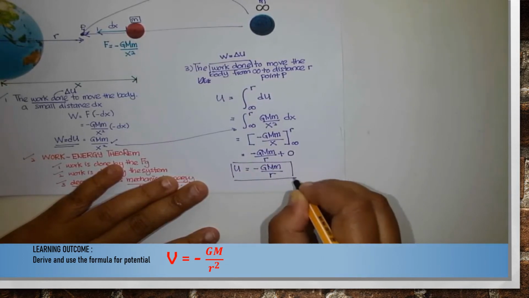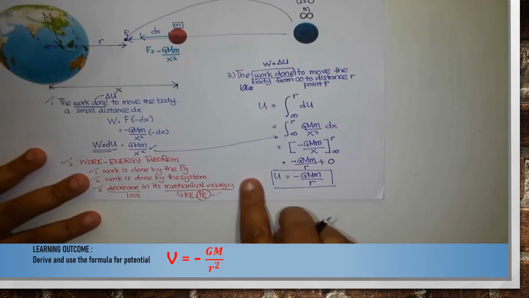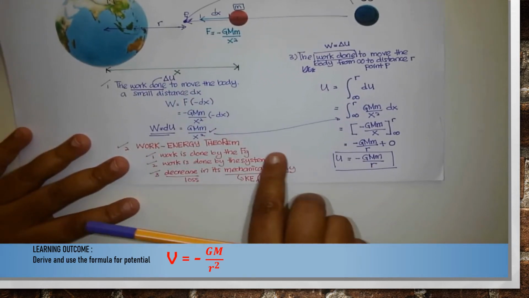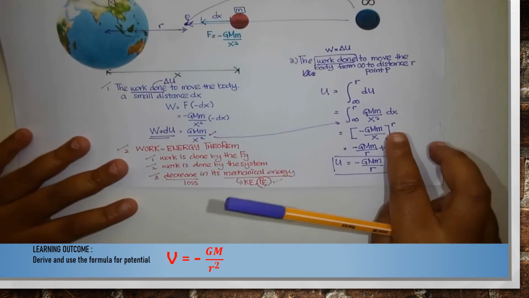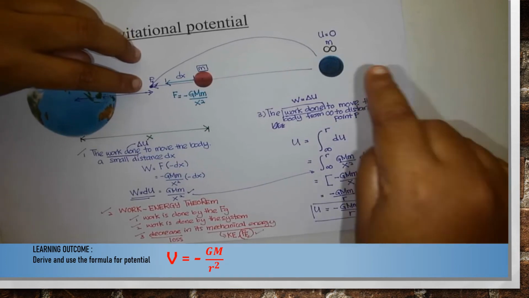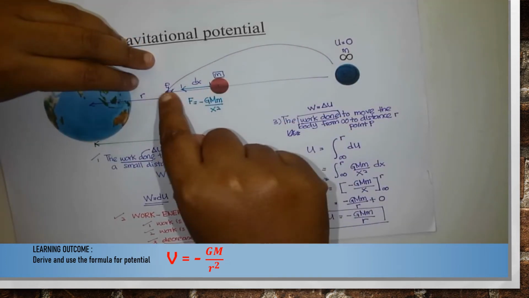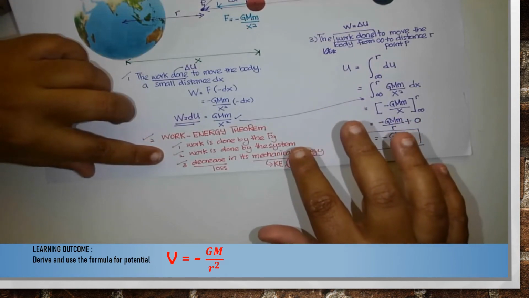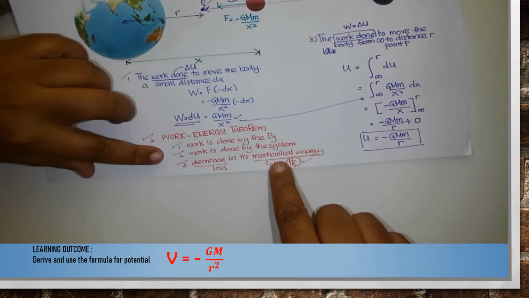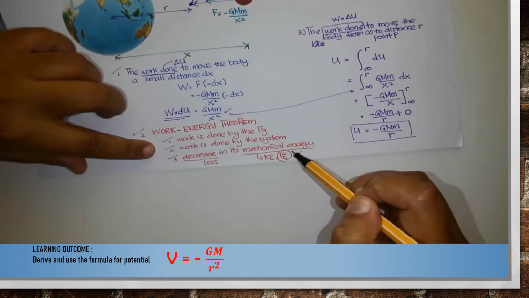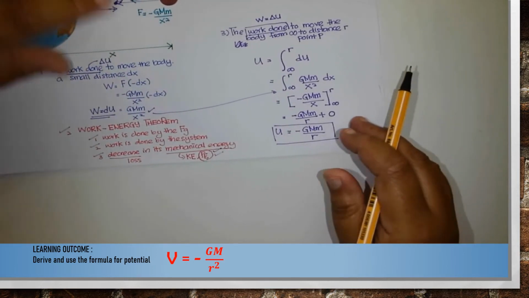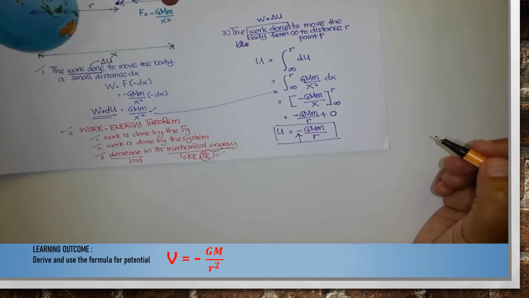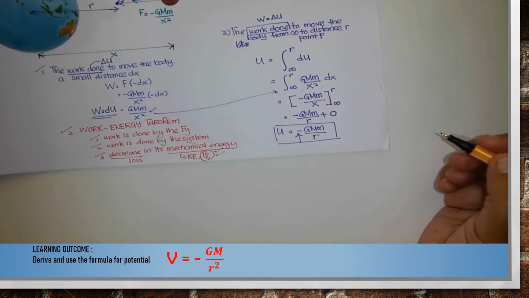Okay, if you realize, this is consistent with the concept of the work energy theorem. How it's consistent is when a mass is brought from infinity to point R, work is done by the gravitational force, work is done by the system, and it will decrease its mechanical energy, which is the potential energy. So that means your potential energy here is negative. That's why it is consistent there.